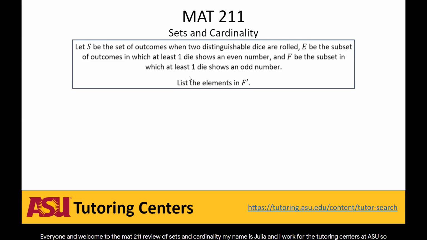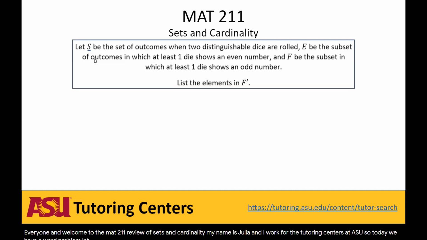So today we have a word problem. Let S be the set of outcomes when two distinguishable dice are rolled. We'll let E be the subset of S of our outcomes in which at least one of our die shows an even number. And we'll let F be the subset of S in which at least one of the die shows an odd number.